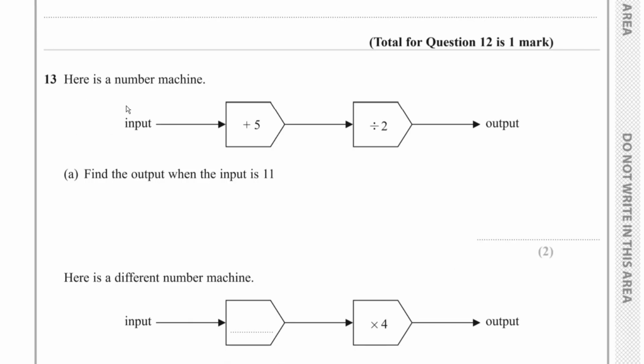Question number 13. Here is a number machine. We input, we add 5, we divide by 2, we get an output. Part A. Find the output when the input is 11. So, we've got 11 plus 5, then we divide by 2. Then we get our output. 11 plus 5 is 16. So we have 16 divided by 2, which is 8.